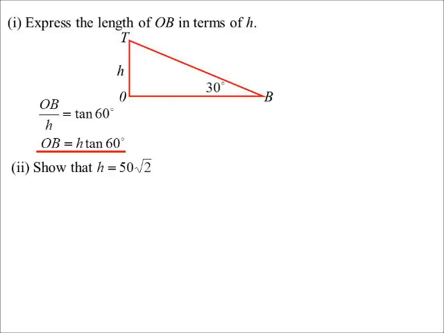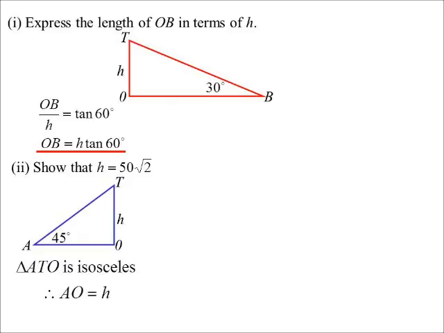All right, second part of the question. Show that H is 50 root 2. If I look at one of the other triangles, that was 45 degrees. Well, a right angled triangle with 45 degrees is, of course, isosceles. So ATO is isosceles, so that means AO is also H.